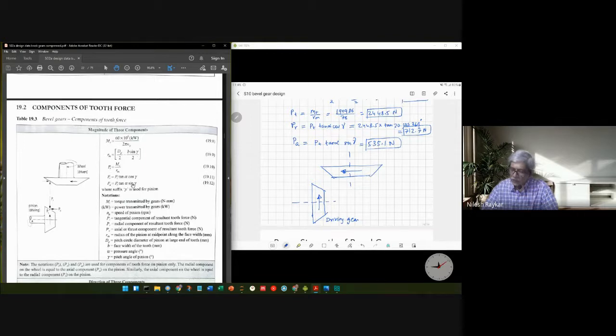The tangential force is perpendicular to the paper. Whether it comes out or goes in is what we have to decide. On the pinion, will the tangential force come out of the paper or go into the paper? I think the design data book figure is matching with our problem, so you don't have to think.